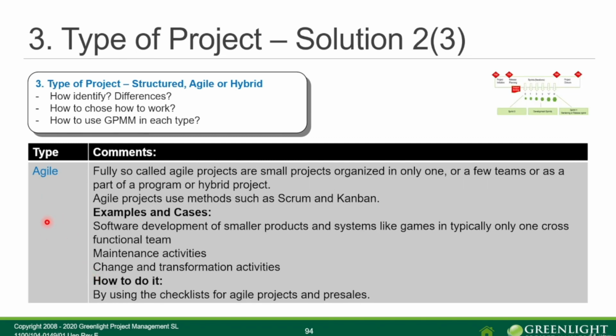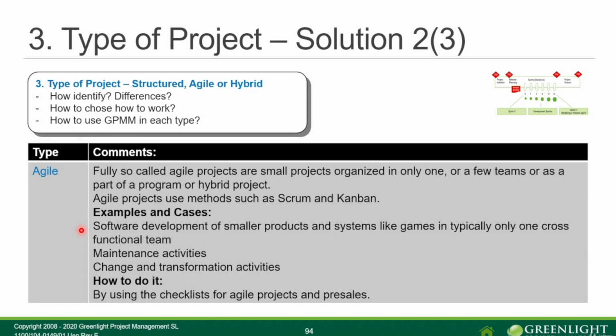Agile projects then. Well, typically it is when the scope is not that clear. So fully so-called agile projects are maybe typically small projects organized in only one or a few teams, or as a part of a program or a hybrid project. You will see a hybrid project in the next one. And then these agile projects, they could be using methods such as Scrum or Kanban, for example, maybe the two most famous ones. So typically, software development of smaller products and systems like games in typically one cross-functional team, as only one team. It could maybe be a few teams.